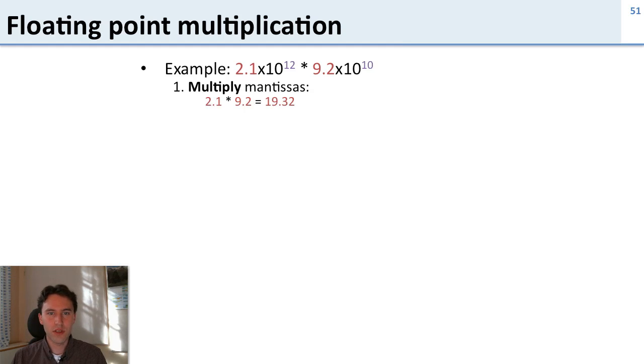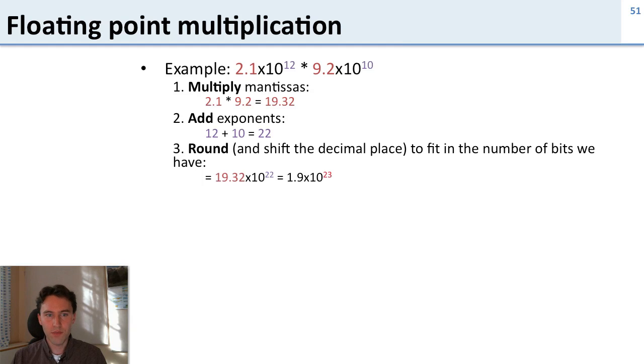2.1 times 9.2 gives us 19.32. And we add the exponents. 12 plus 10 is 22. Then we round and shift the decimal places over to make sure it's normalized. And there's our result, 1.9 times 10 to the 23rd.